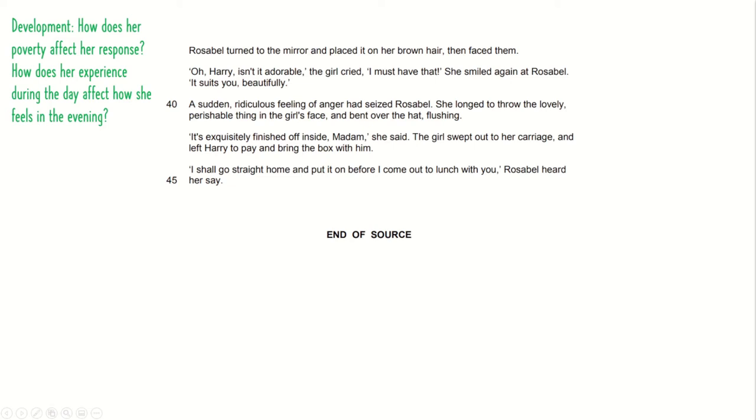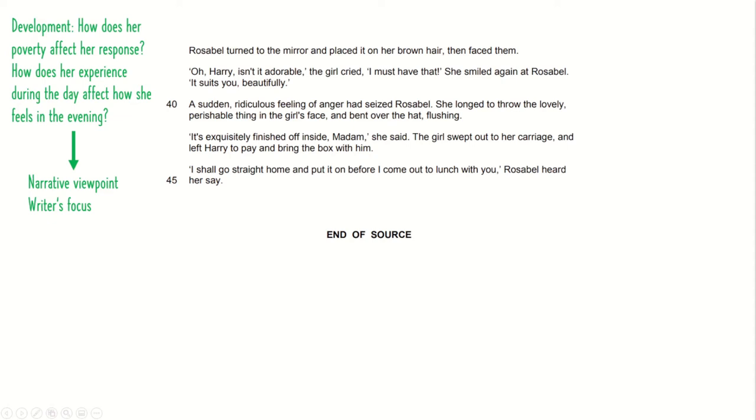So first of all, if we think about how the poverty we learned about in the beginning affects her response in this ending, that sudden ridiculous feeling of anger, we know that she's angry because this girl is essentially being really inconsiderate and mocking Rosabelle and making her experience a life that she can never have. We know Rosabelle's poor. We know she really wants this life of wealth and opulence, and we know she hasn't got it. The second thing is, how does her experience during the day affect how she feels in the evening? Well, if you think about what she's been through during the day, again, everything that we've had conveyed via our narrative viewpoint and writer's focus, we have learned that she has been working her butt off, but in return has been disrespected. So if we think back to that description of the bus and all the sickening smell of humanity and the people that are insignificant, it's almost like Rosabelle was projecting onto them the negative feelings she has about her own class and therefore herself.